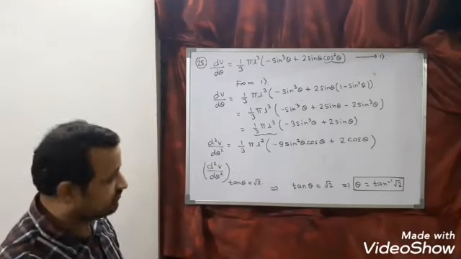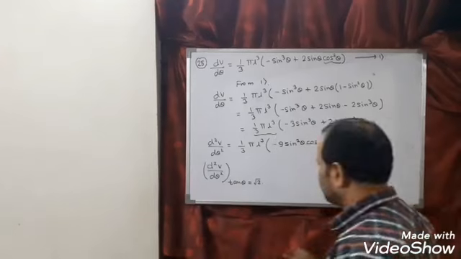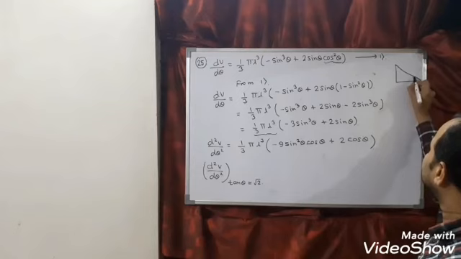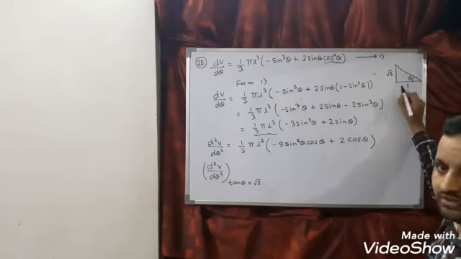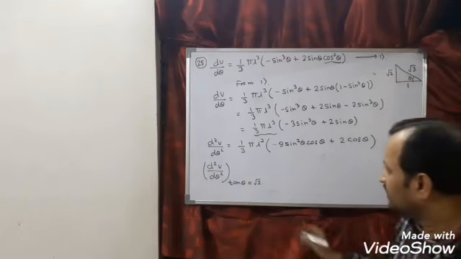For maximum, what should we get? The second order derivative should be negative. Let us see. Now tan theta equal to root 2 means this is theta, this is root 2, this is 1. Use Pythagoras theorem. This value is nothing but root 3. Now put the value here.